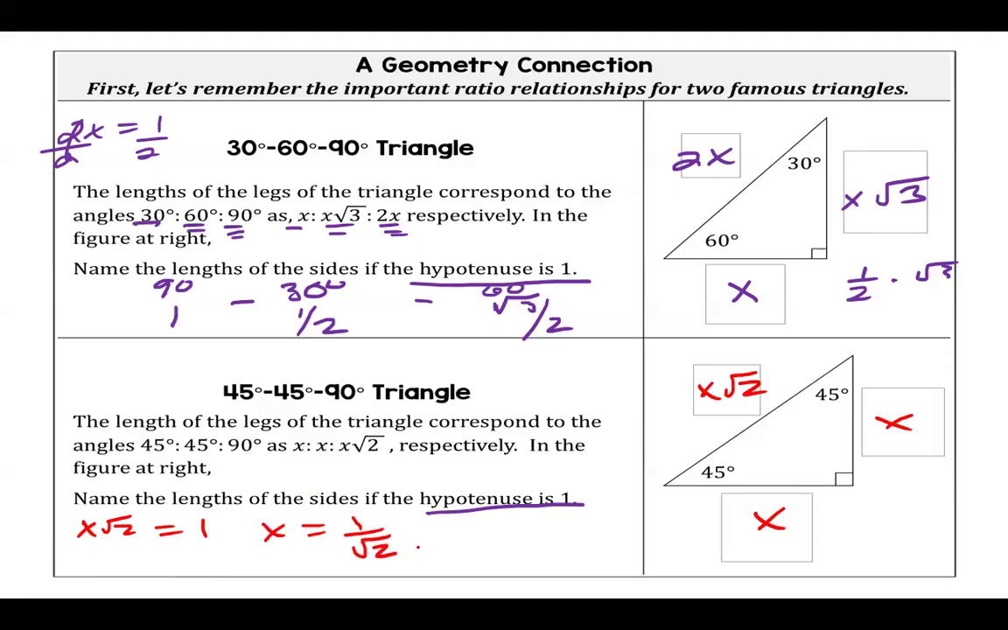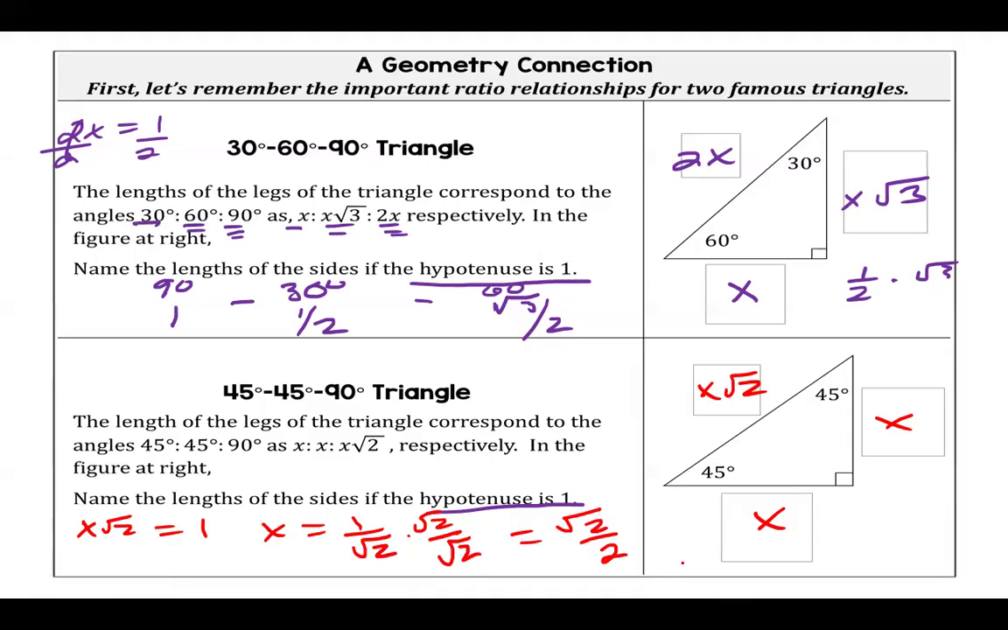Is that mathematically correct to write? There we go. You can't have a radical in the denominator, so I have to rationalize. In order to rationalize, I'm just going to put a disguise on 1. And this disguise for 1 is going to be the square root of 2 over the square root of 2, because anything divided by itself is still 1. So therefore, x actually equals the square root of 2 over 2.